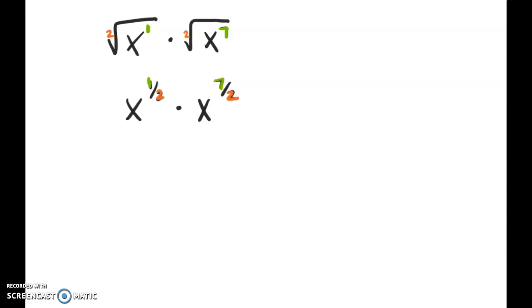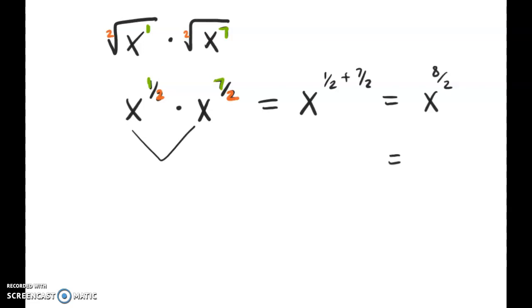And so now we've changed it from radicals to exponential rational expressions. And now I have like bases, and using the exponent rules, I rewrite the base and I add their exponents. So here, adding the exponents, they have the same index, so the same denominator, and that would mean that I can add the fractions together. 1 plus 7 is 8. The denominator stays at 2, and I get x to the 4th when I simplify that fraction exponent. So that is how to approach that.